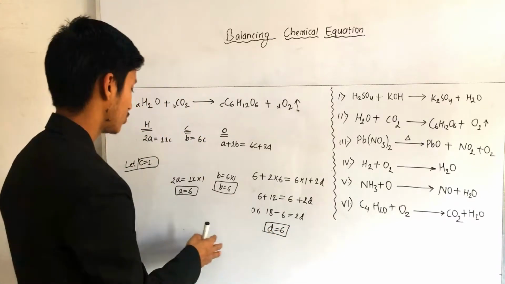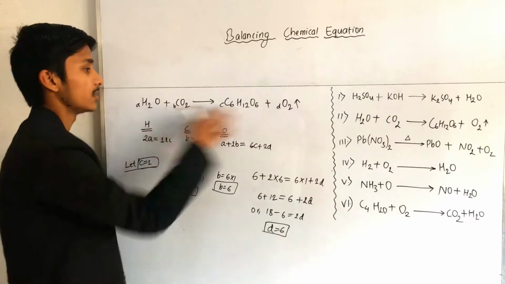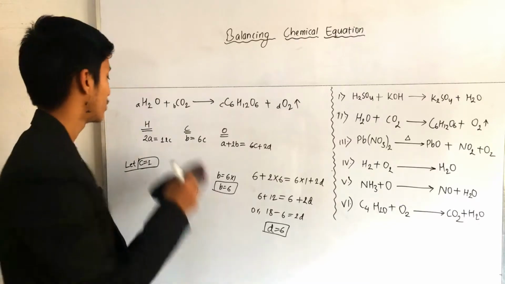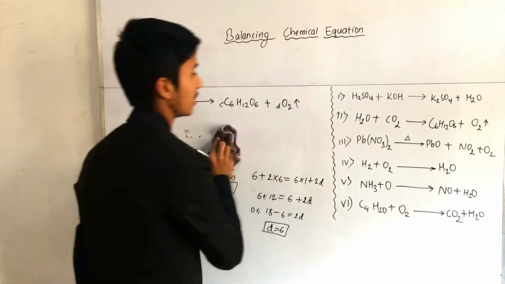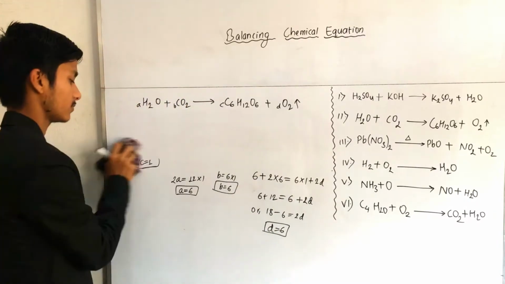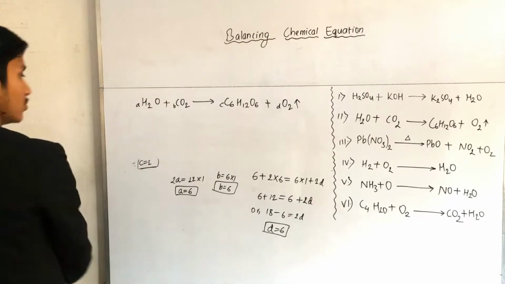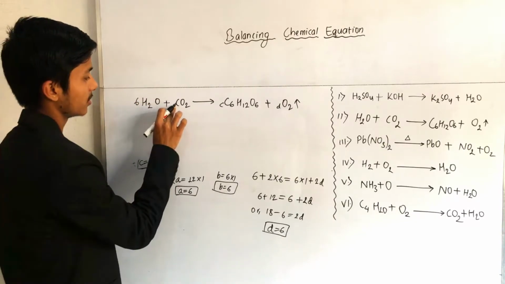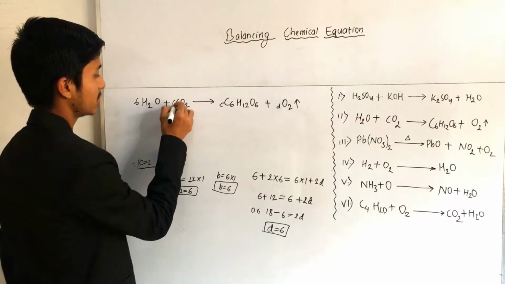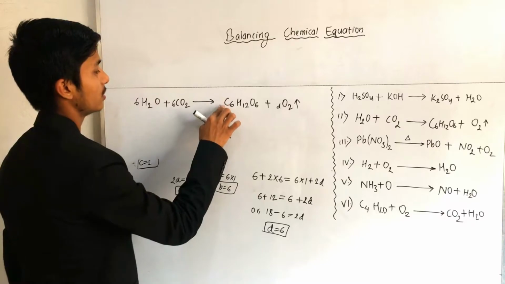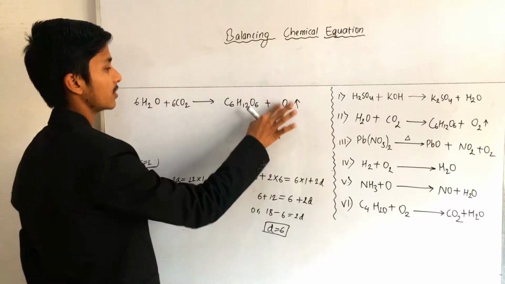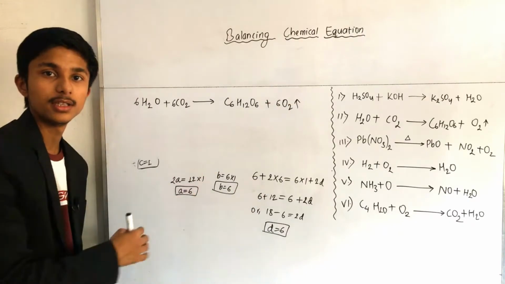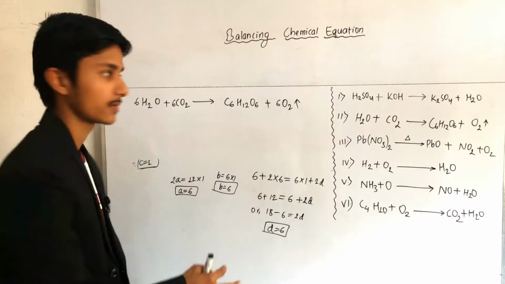Now we substitute this value in this original chemical equation. Okay, so we write here our value. C is equal to 1. Here we have A is equal to 6, B is equal to 6, C is equal to 1, so we no need to write, and D is equal to 6. Now you can see this equation is balanced.